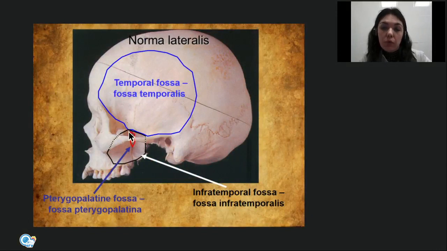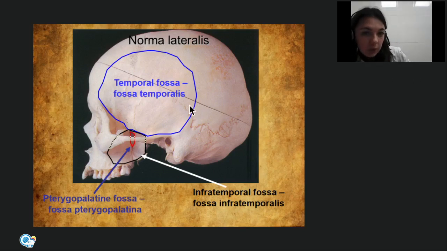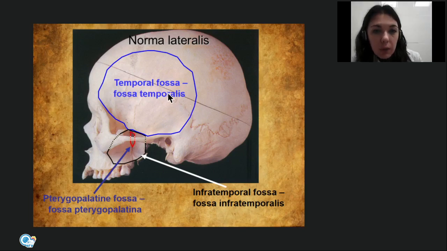So first, the temporal fossa, fossa temporalis. Its inferior boundary is the infratemporal crest of the greater wing of the sphenoid bone, and it corresponds to the temporalis muscle. In this temporal fossa, the temporalis muscle is located. Superiorly, it is bounded by the superior temporal line, linea temporalis superior. Okay, that is the temporal fossa. The temporal fossa communicates with the infratemporal fossa, which is located below.